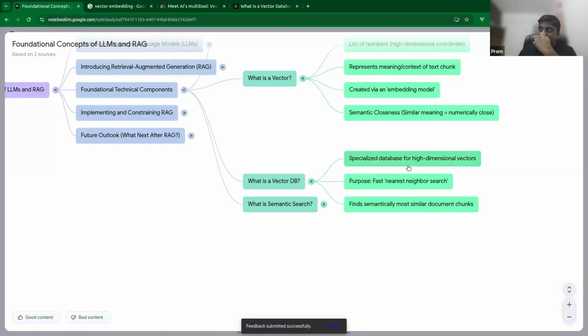So this is a specialized database for high dimensional vectors, and the purpose is fast nearest neighbor search. As I said, the closest meaningful vectors can be found. Find the semantically most similar document chunks. This is exactly what it's doing. Any questions?